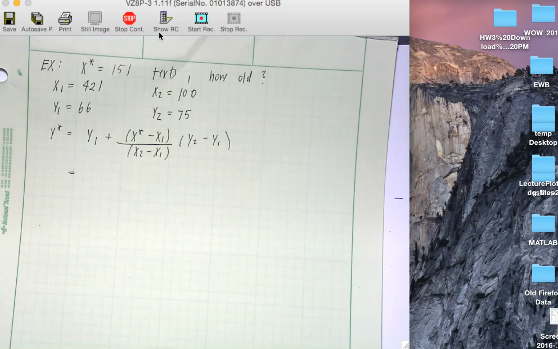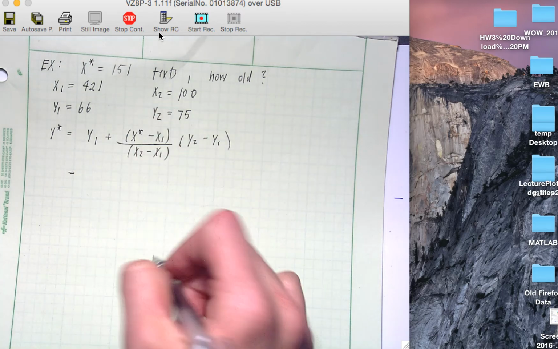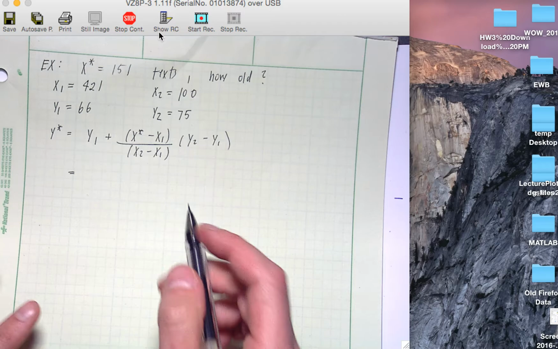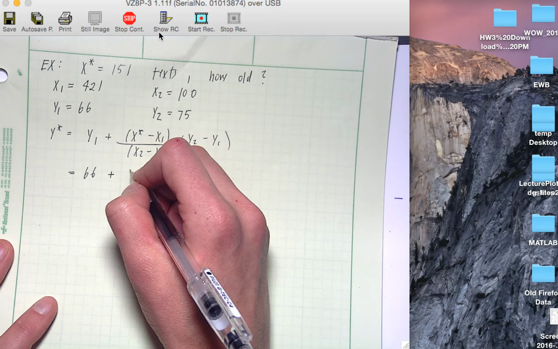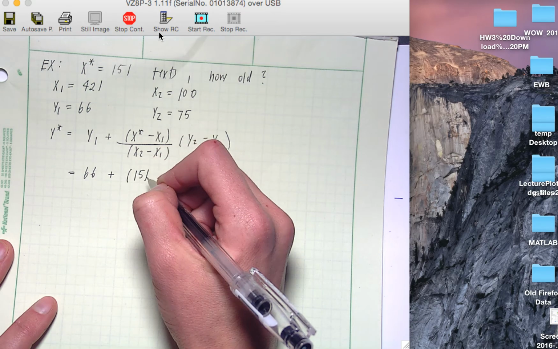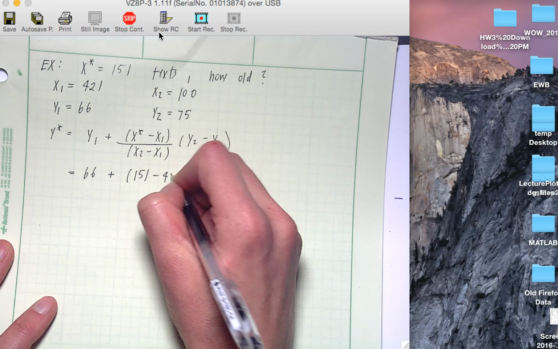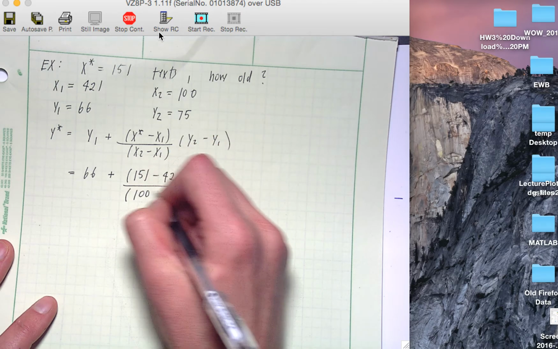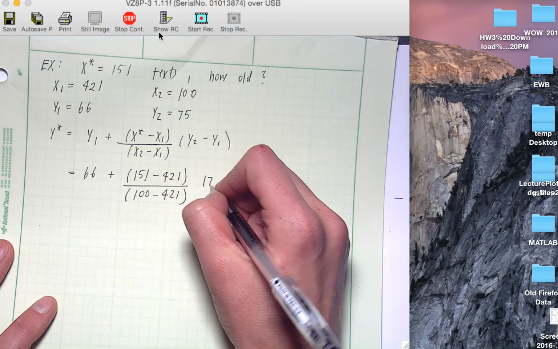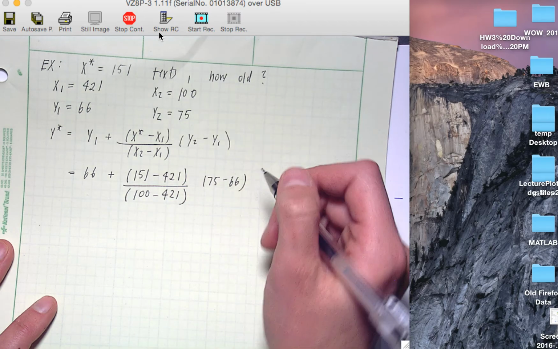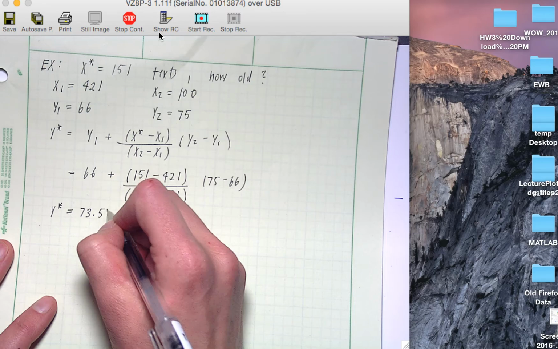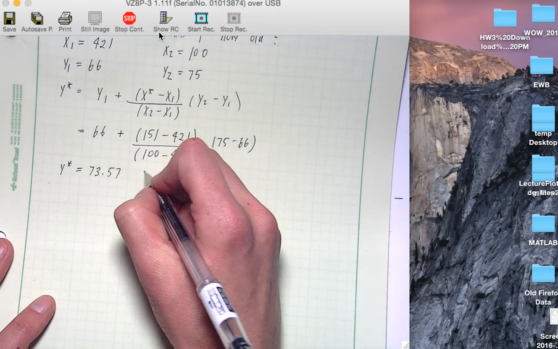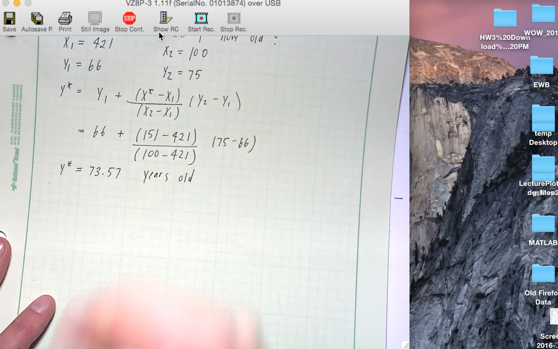This is something where you could also write a function that defines this formula, and call that function inside the if statement. That would make things a little bit cleaner in your code by just giving it the right x1, x2, y1, y2 values. So we're just going to plug in all the values. When you do the calculation, it shows that y star would be 73.57.